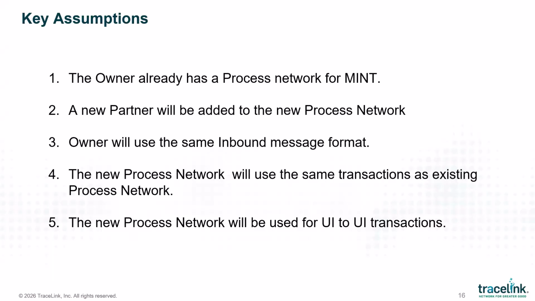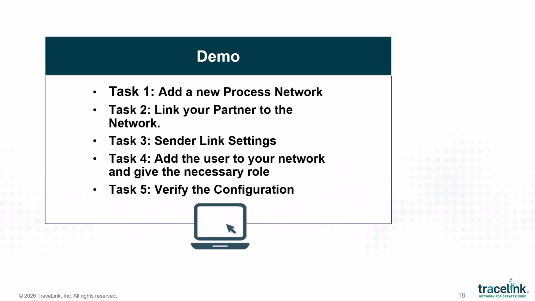Third, the owner will use the same inbound message format, so there's no change in the structure of incoming messages. Fourth, the new process network will use the same transactions as the existing one. Finally, this new process network will be used for UI to UI transactions. If you try to create a new process network using a name that already exists, our system will prevent creating a duplicate. I'm now going to show you how to add a new process network.